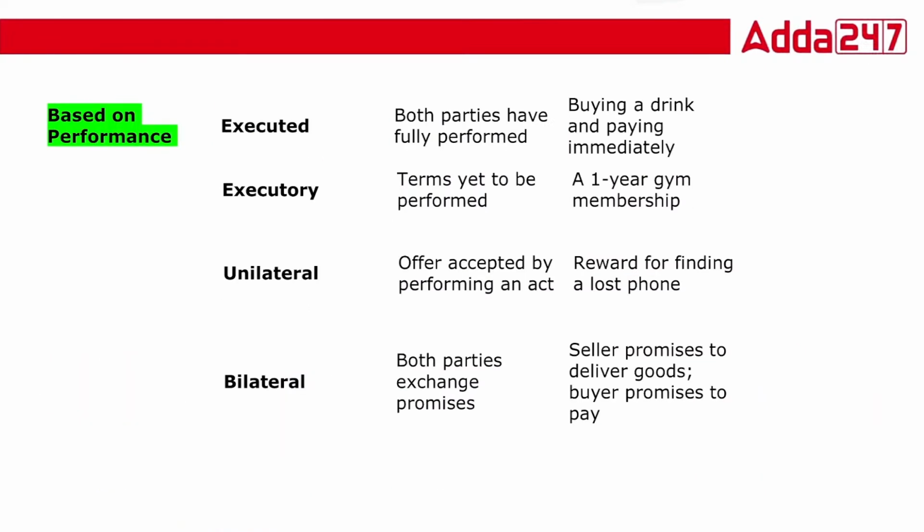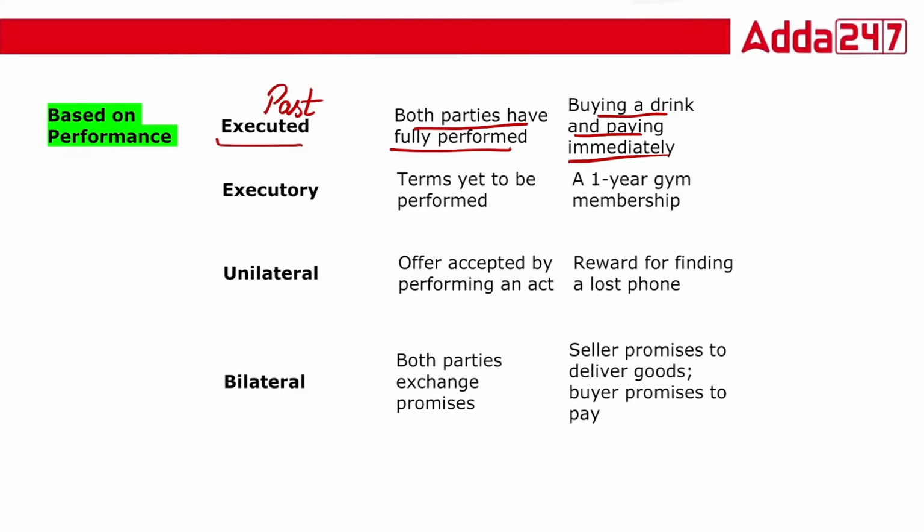Now, on the basis of performance, okay? First is executed. What is ED? That is past tense. So executed means that both parties in the contract have fully performed the contract. Okay? Suppose buying a drink and paying immediately. This is called executed. So executed, both parties have already done the performance.